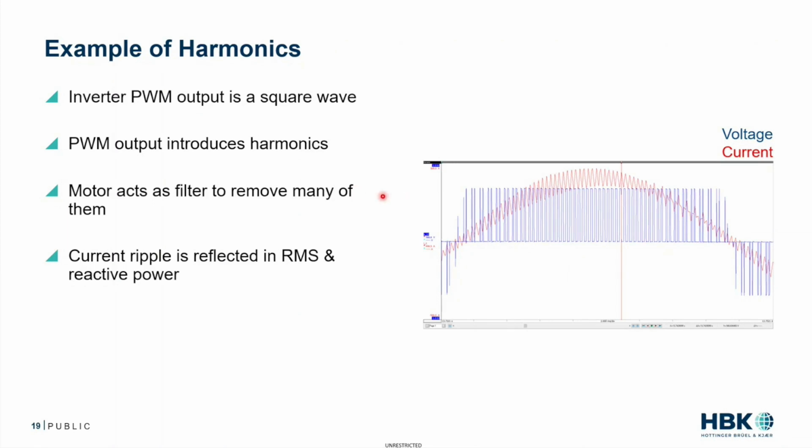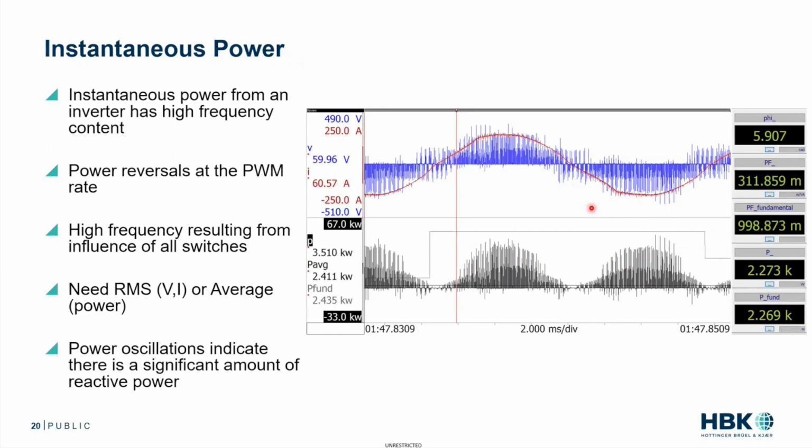So fortunately, the motor acts as a filter to remove most of these harmonics from what we see at the shaft output. But this is actually a different example because it's a better example. If we take voltage, which here is in blue, inverter driven, times current in red, which you can see is pretty smooth, it's got probably some fifth harmonic in there. And then we look at our power. That power is oscillating at the switching frequency.